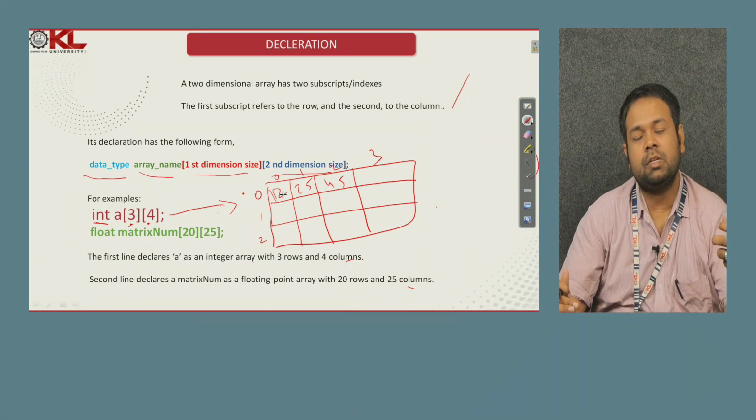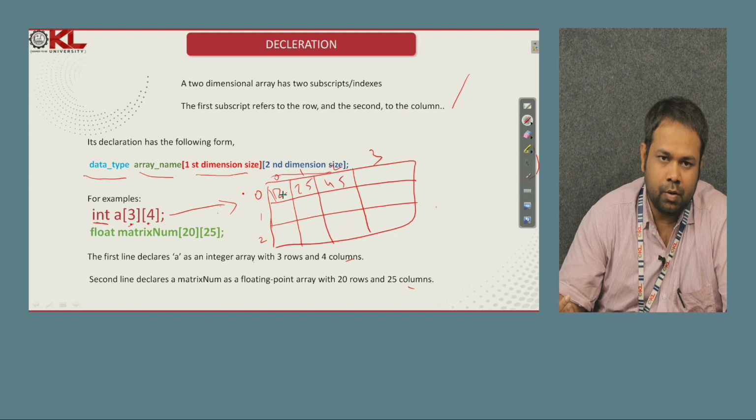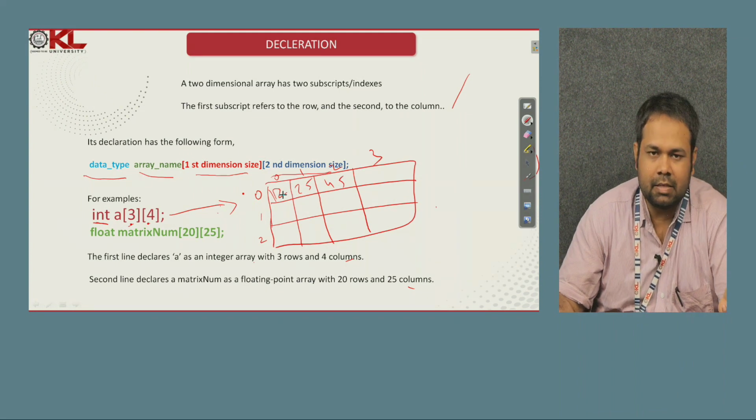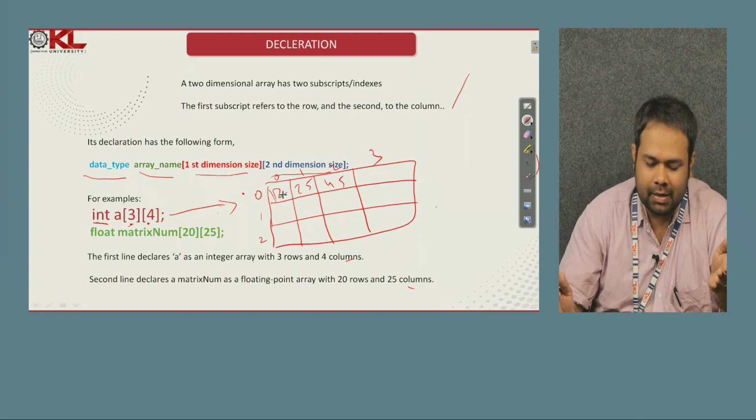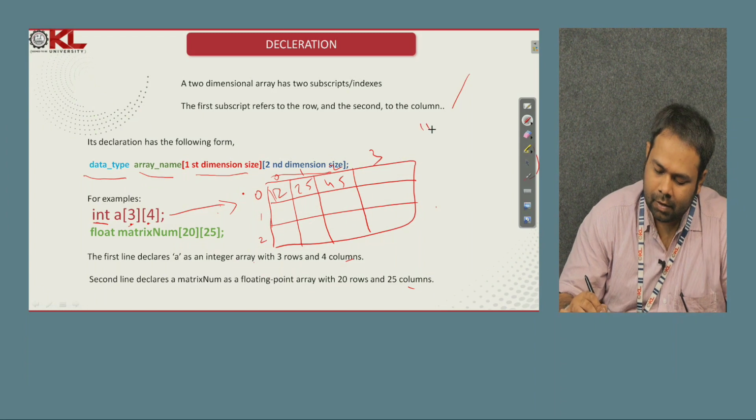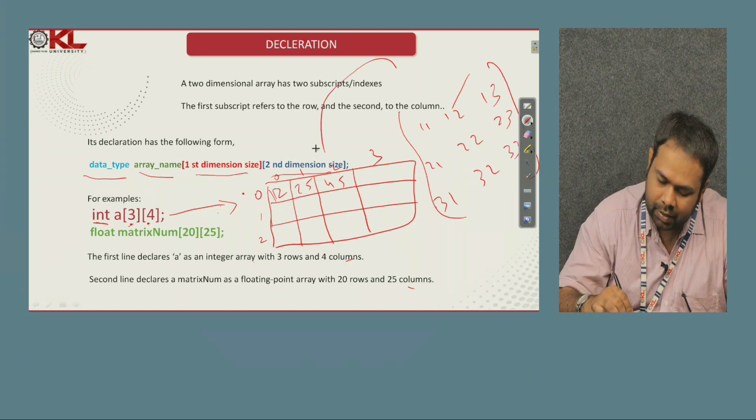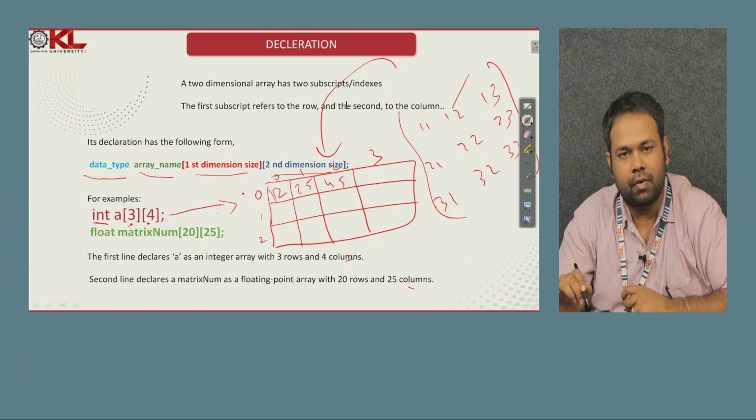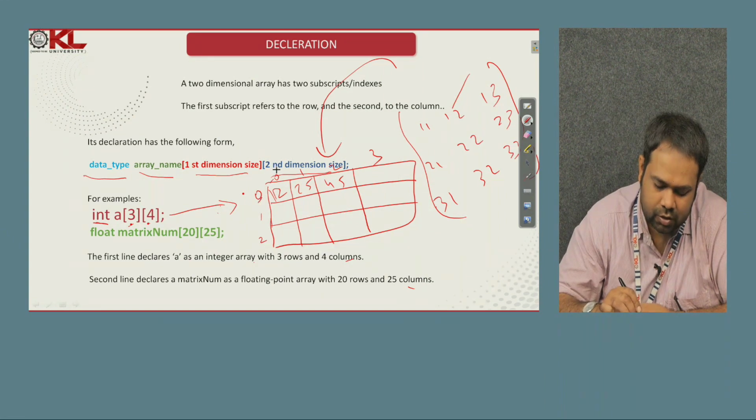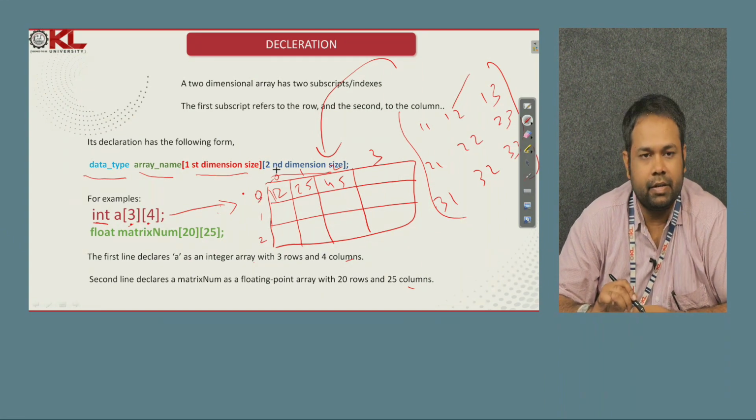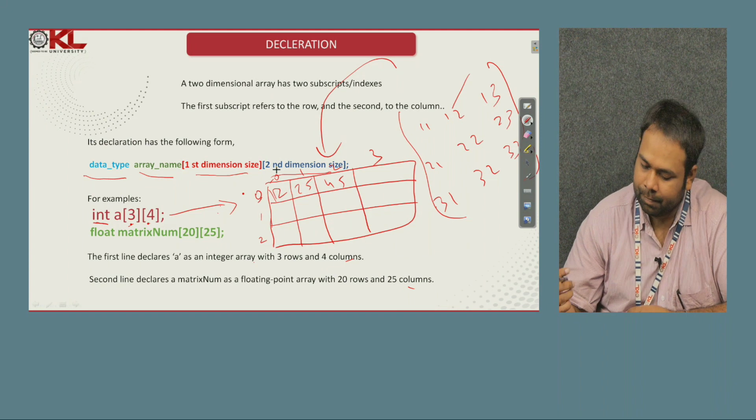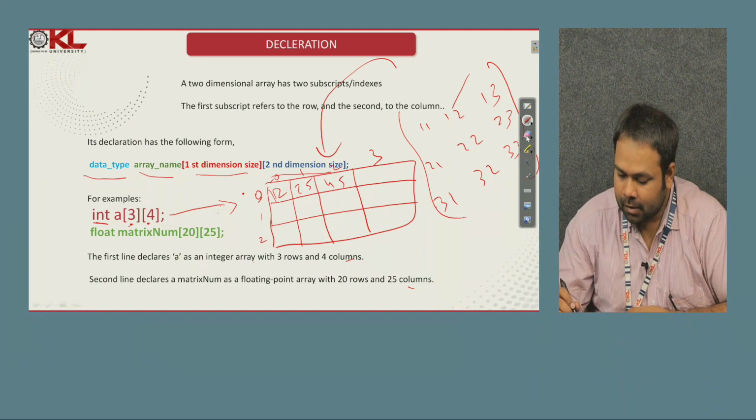Simply I can use the terminology matrix, 2D matrix. Whereas in a mathematical matrix our indexing starts with 1 1, 1 2, 1 3, 2 1, 2 2, 2 3, 3 1, 3 2, 3 3, in the C programming language we are not going to start with 1 1, instead we are going to start with 0 0. That is a variation. Okay?